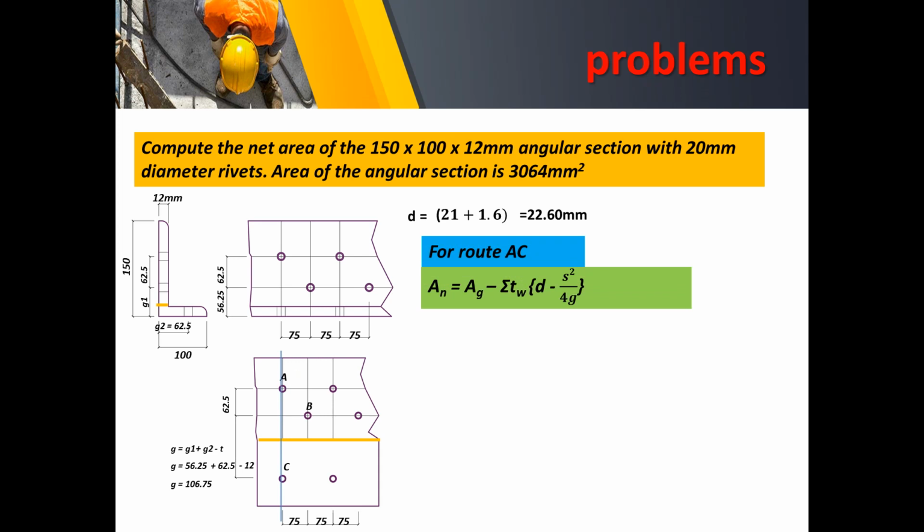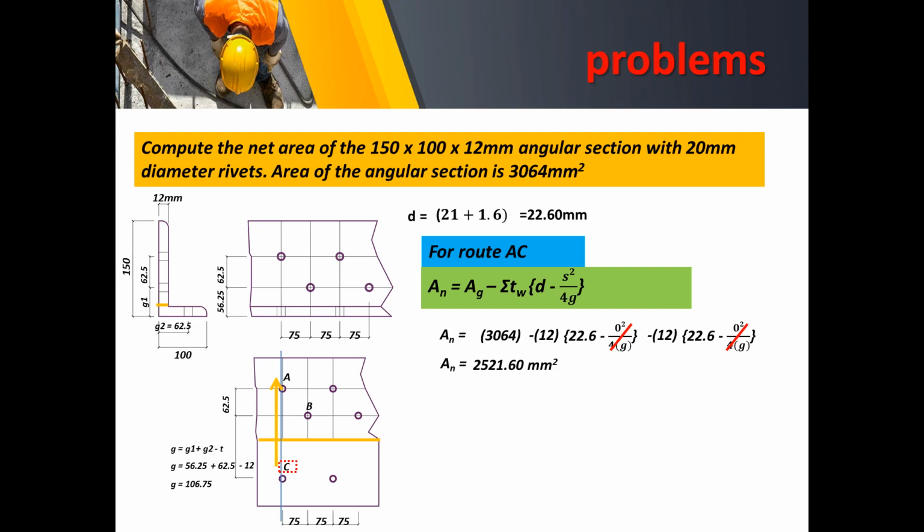So again, this is the formula. Starting at A, of course, we consider first the area of the angular section, 3064 millimeters squared. Next is multiply your thickness by this D prime. In this case, there will be no pitch distance since we have a parallel configuration from A to C. Likewise, for C, coming from A, there will be no pitch distance. So that is set to 0. Hence, we can compute the area of route AC to be equal to 2521.6 square millimeters.